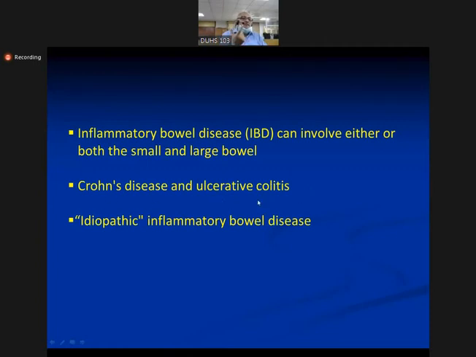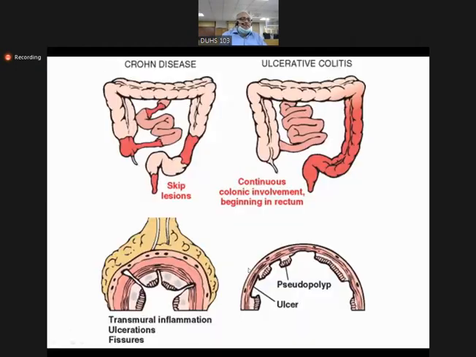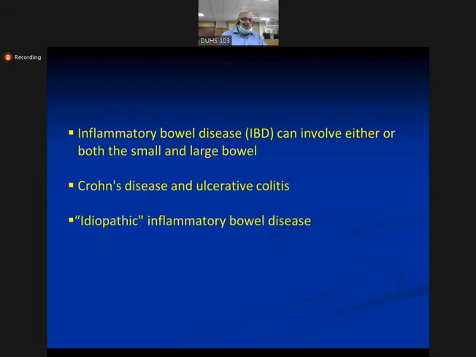And the cases I showed you at the start of this lecture, that is case 1 and case 2, belong to the category of inflammatory bowel disease called ulcerative colitis. And the third case was that of Crohn's disease. We may recall that these two disorders differ from each other on the basis of the nature of inflammation, and number two, on the basis of distribution.